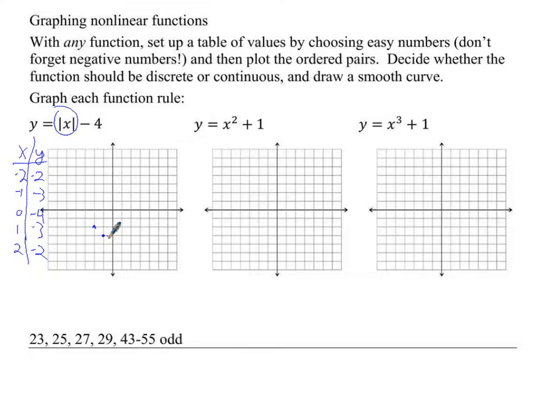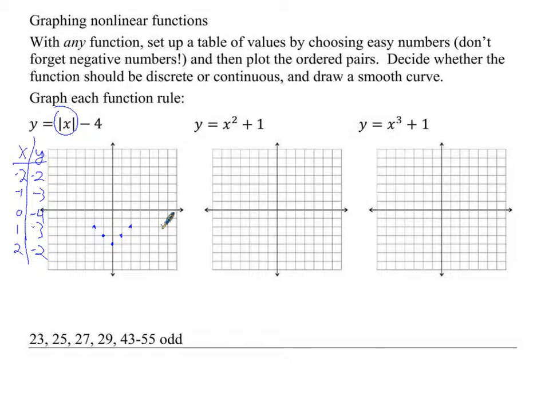And then I have 0, -4. How do I graph that? Just go down to -4. And then I have 1, -3. How do I graph that? To the right 1 and then down 3. And then 2, -2. Right 2, down 2. What does that graph look like?